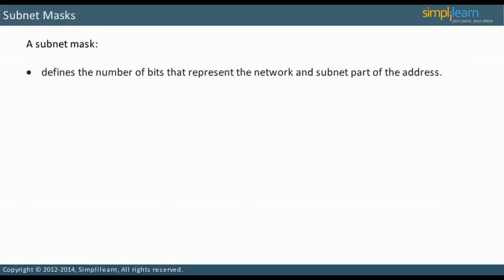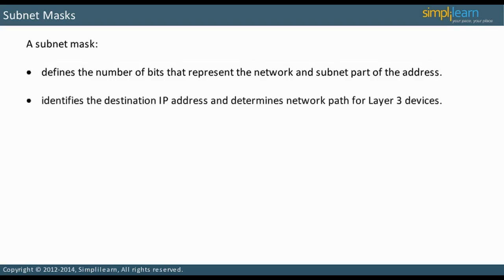Let us focus on subnet masks in the next slide. A subnet mask defines the number of bits that represent a network and subnet part of the address. This corresponds to the prefix length. The subnet mask is used for 2 purposes. The first purpose is to identify the destination IP address as either local or remote. The second purpose is to determine network path for Layer 3 devices.